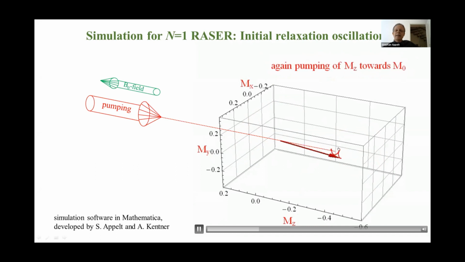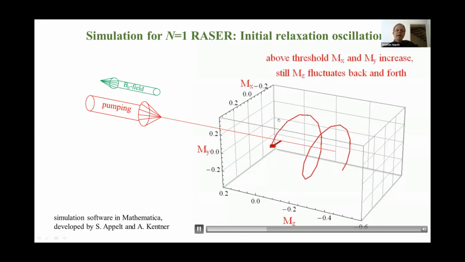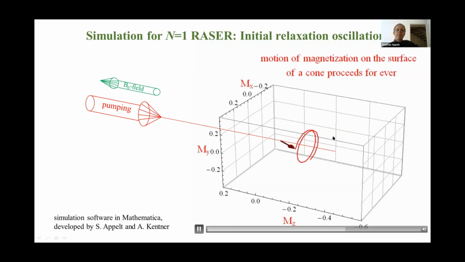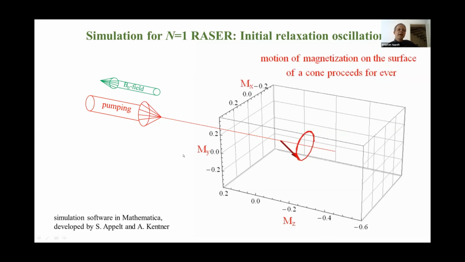You see it damped out here, and then again it starts to pump to negative values. Then again it pumps. So the Z magnetization goes up and down. This is a simulation from Mathematica. And finally, if you wait long enough, you get a continuous motion of the spin vector in three-dimensional space. This is the infinity of the RASER, with the Larmor frequency precessing on the cone. So the magnetization precession on the cone proceeds forever. Okay, so this is a simulation.